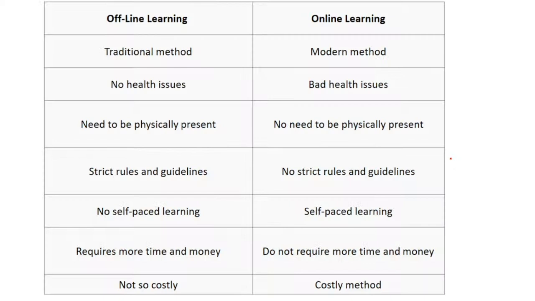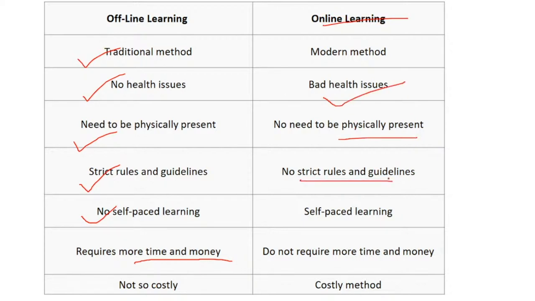Offline learning and online learning, because you have this concept of offline and online also. So offline learning, as I said, is the traditional method: no health issues, physically present, strict rules and guidelines have to be followed, no self-paced learning, requires more time and money, and it is not comparatively cheap at all, it is costly. But when you go to the online method, yes, it is the modern version. It has some impact on health issues, no physical presence is required, no guidelines, you can do it as per your convenience, that is self-paced. It does not require more money and time compared to offline, you can do it as per your comfort, but it is a costly method.